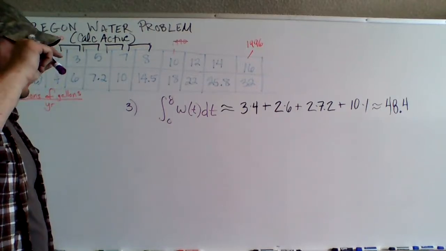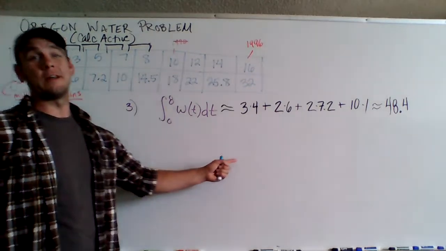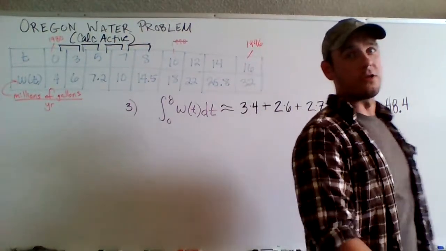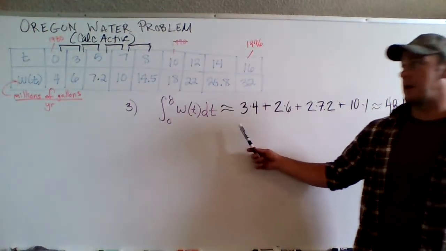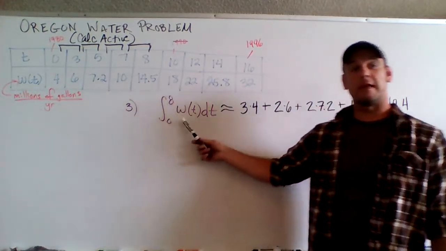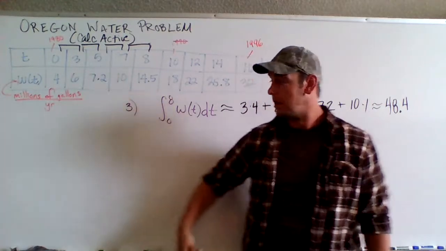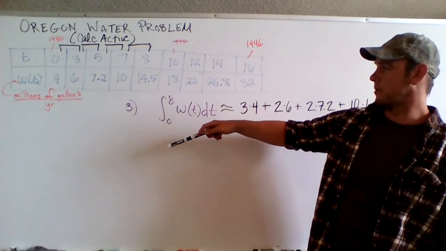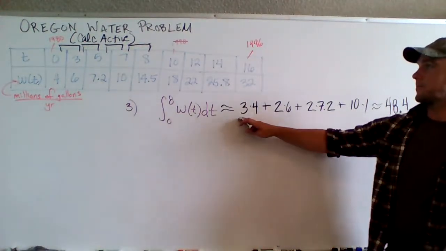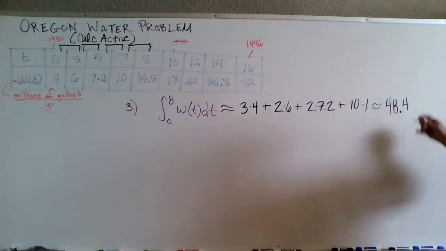Alright, so I always like to think about my units before trying to figure out what this is even talking about. So remember, W of t here was going to be millions of gallons per year. If we integrate that, our denominator units are going to go away. So this is going to be millions of gallons. Okay, so we have 48.4 million gallons.